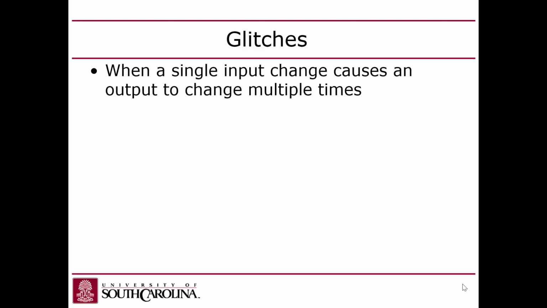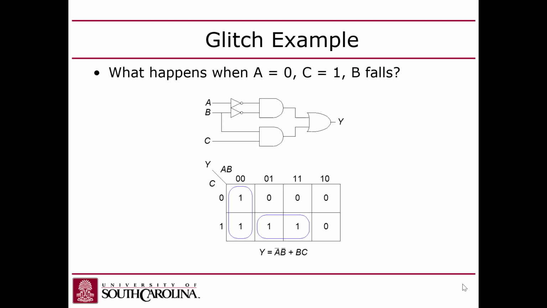Okay, I mentioned that. So this also introduces the idea of glitches. Did you guys talk about glitches in 211? Okay, a glitch is when you change an input on a logic circuit, and the output will change more than once. Like you'll change an input and you'll see a spike in the output that's momentary.